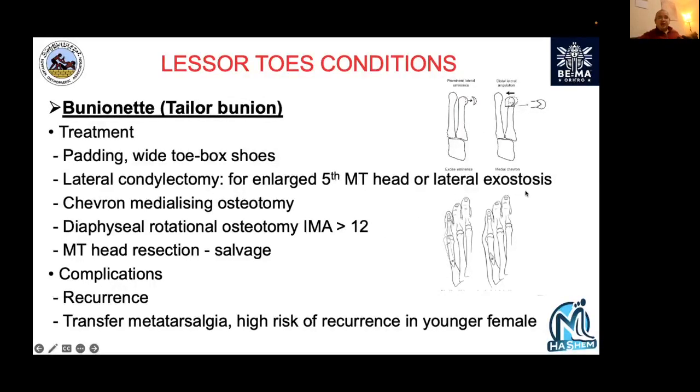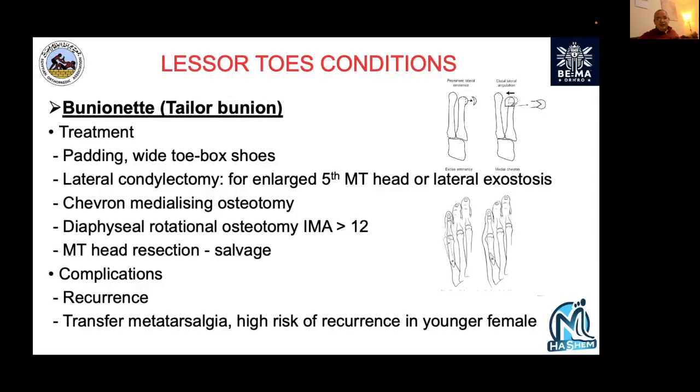The problem with the bunionectomy, whatever the osteotomy you do, especially if it's type 3, when the intermetatarsal angle is big, is recurrence. And the other problem is transfer metatarsalgia, especially in young females. So when you do a severe bunionectomy for a patient, you need to clearly counsel her.